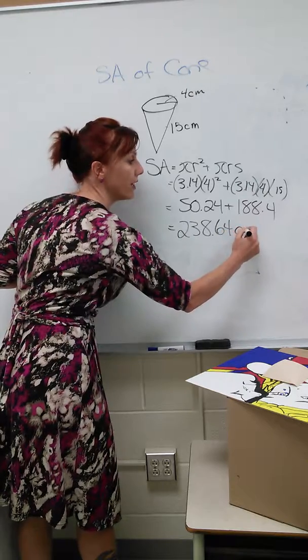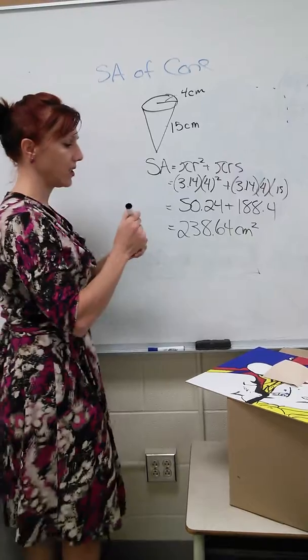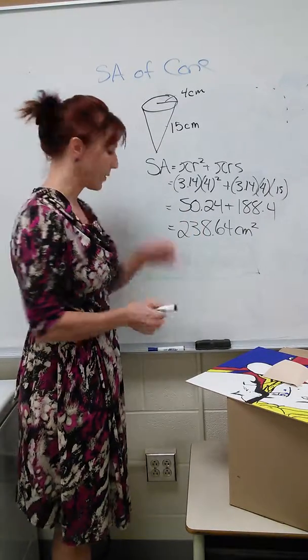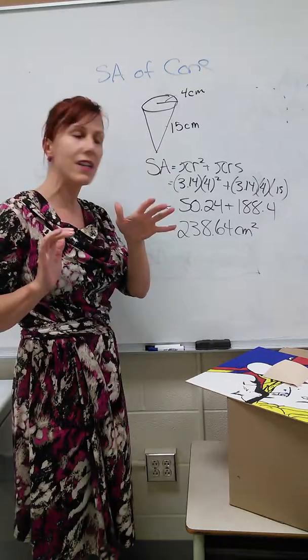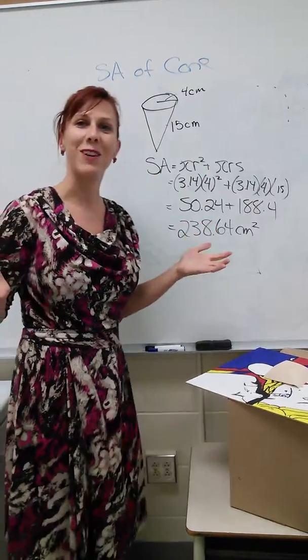Then I just add them together, and I would get 238.64. Don't forget your units: centimeters, because it's area and it's a 3D shape, it is centimeters squared. We will try some more of these in class, and there is your formula and how to find the surface area of a cone.